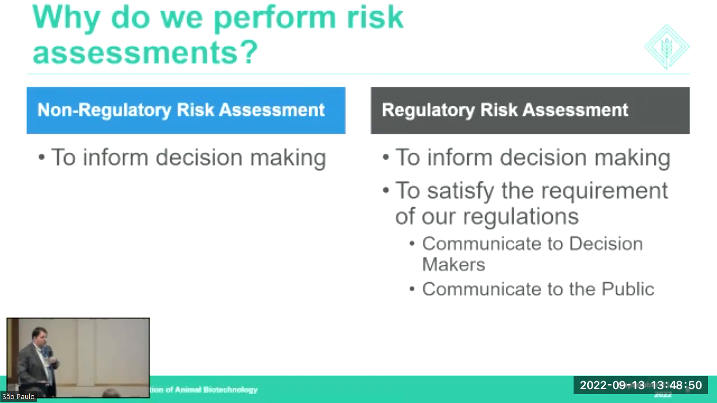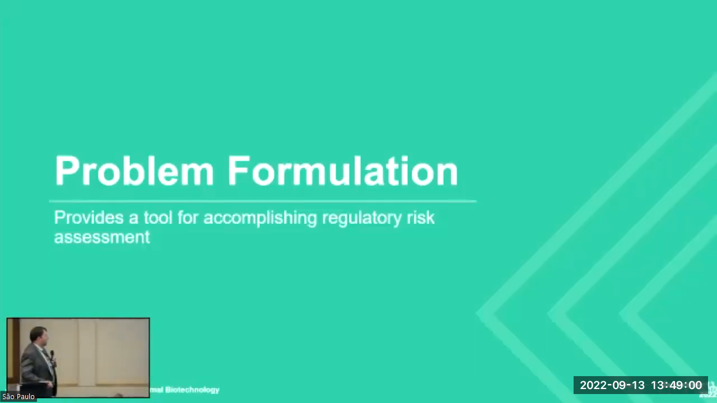And then finally, of course, we also need to communicate this to the public and the many publics. Whatever your definition of public is, we have to communicate to them about the result of our risk assessment. So I'm going to talk to you about a process that's referred to as problem formulation. If you don't remember anything else, this is a scoping process that I believe provides a tool to help you accomplish your risk assessment and communicate it well to the decision maker, to the public, to your colleagues.